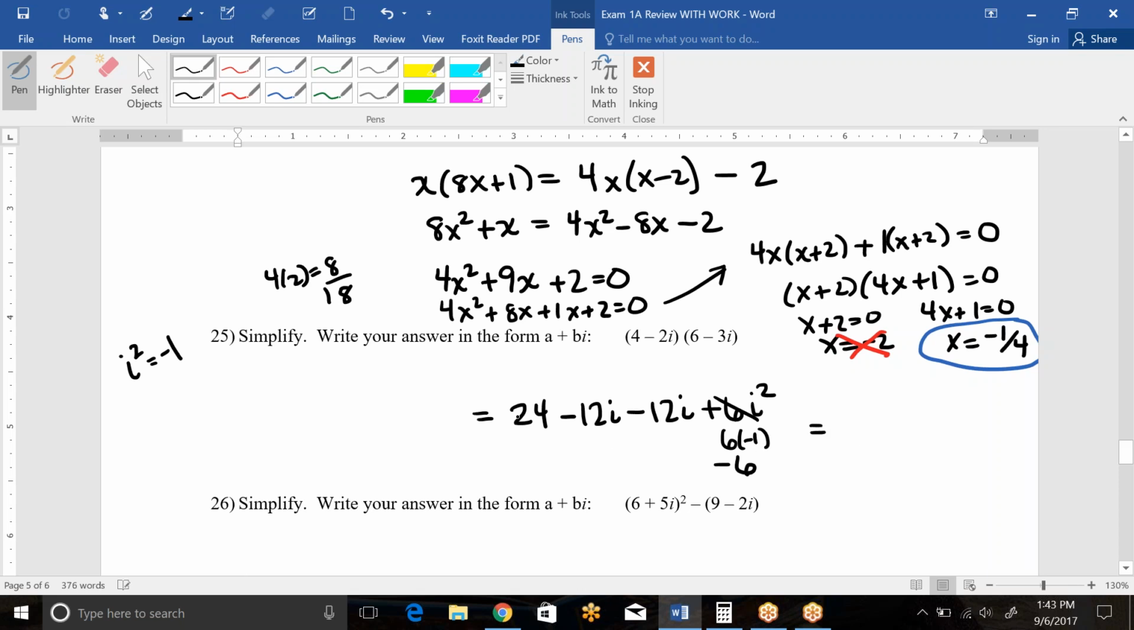So this is going to be, we combine our like terms. So the real number part is going to go first, and then the imaginary part. So 24 minus 6 is going to be 18. Negative 12i minus 12i would be negative 24i.